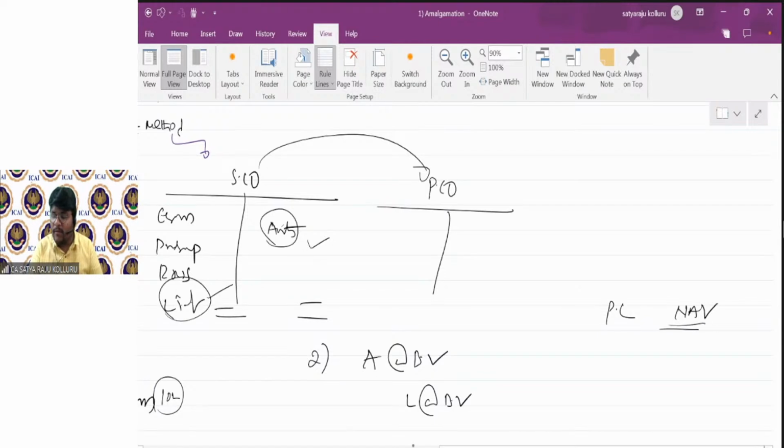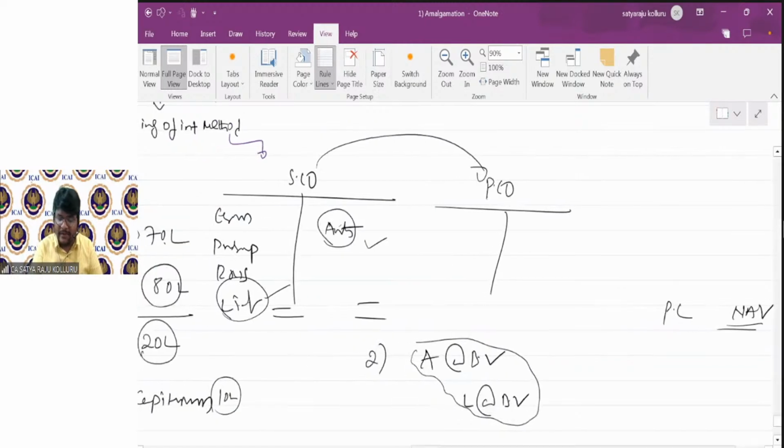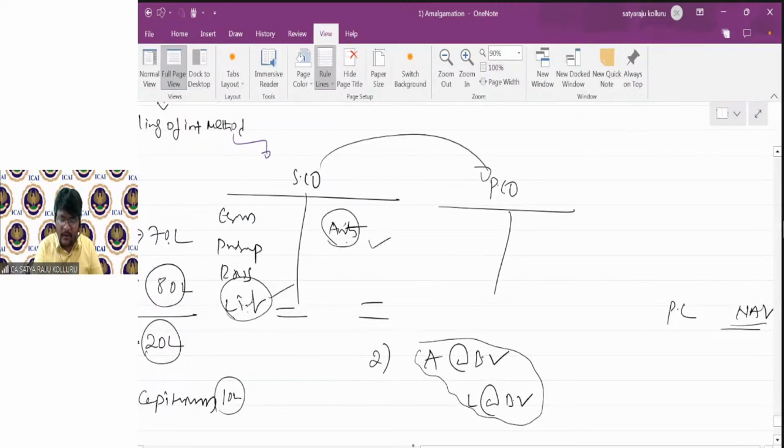Sir, NAV means assets taken over at agreed value minus liabilities taken over at agreed value. Here, assets taken over at book value minus liabilities taken over at book value means assets minus liabilities, which is nothing but net worth. Because all the assets and all the liabilities I will consider at book value only. Now, assets minus liabilities means NAV, which is nothing but net worth.